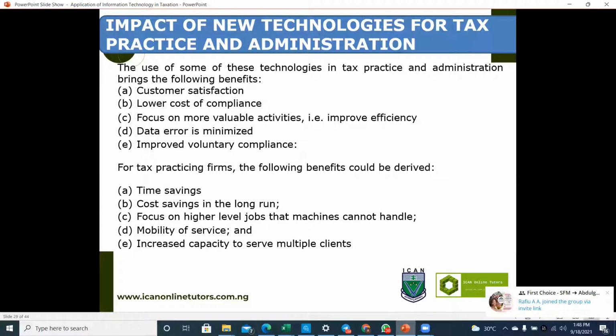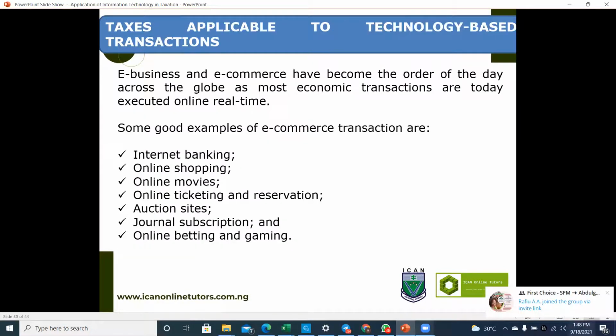On the last day of filing, you know how hectic Lagos traffic is. Okay, so it saves time, costs, it helps them focus on higher level jobs, mobility of service, and it increases capacity to serve multiple clients. Because with this tax promax, you can file for each of your clients within a short period of time, less than 1 hour if your internet is strong. Okay, so that's that.